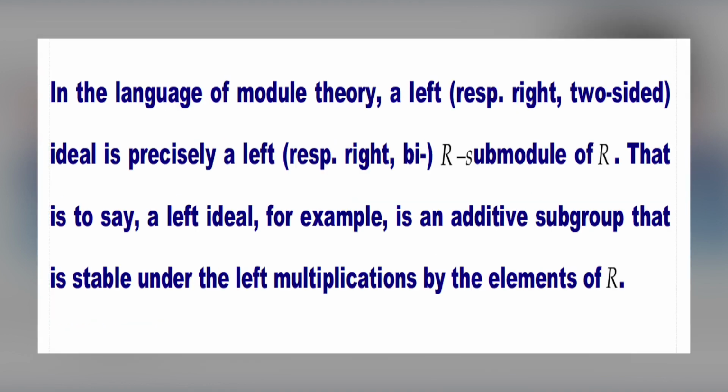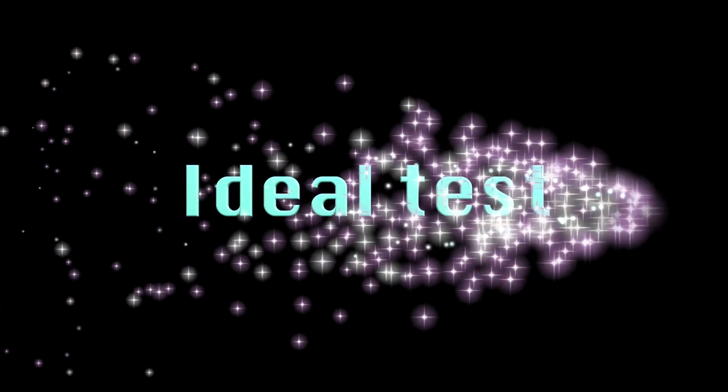In the language of module theory, a left, respectively right, two-sided ideal is precisely a left, respectively right, or two-sided R-submodule of R. That is to say, a left ideal, for example, is an additive subgroup that is stable under the left multiplications by the elements of R. Next one is the ideal test in practice. One can easily identify the ideal test, which is an immediate consequence of the definition of ideal.